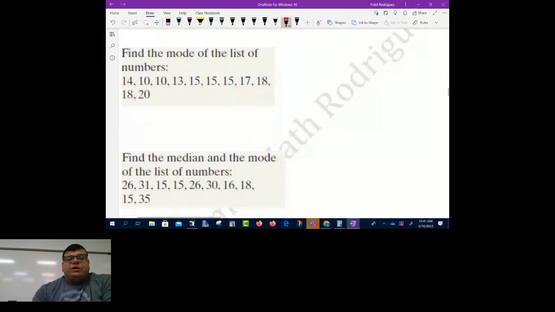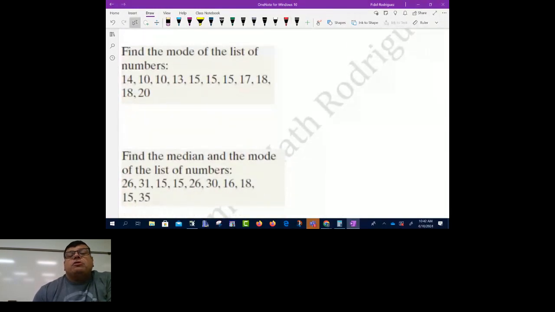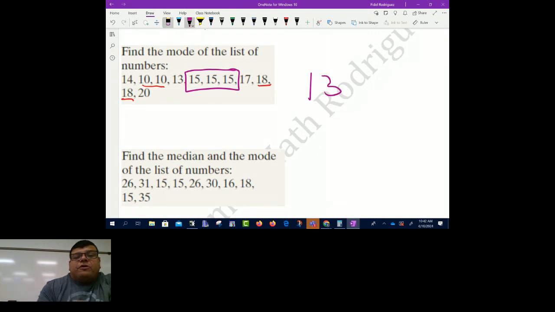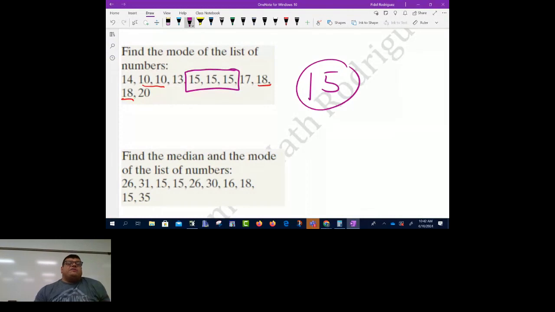Now, for the next one here, y'all, again, I'm looking for the number that occurs most often. Right now, I'm kind of looking at 10 because I see it twice. I see 18 twice, right? But y'all, we see 15 three times. So the mode here, y'all, is just 15. And you say, why is it 15? This one occurs three times. Those only occur twice, right? We're looking for the number that occurs the most. Well, the one that occurred the most was the number 15. Okay.